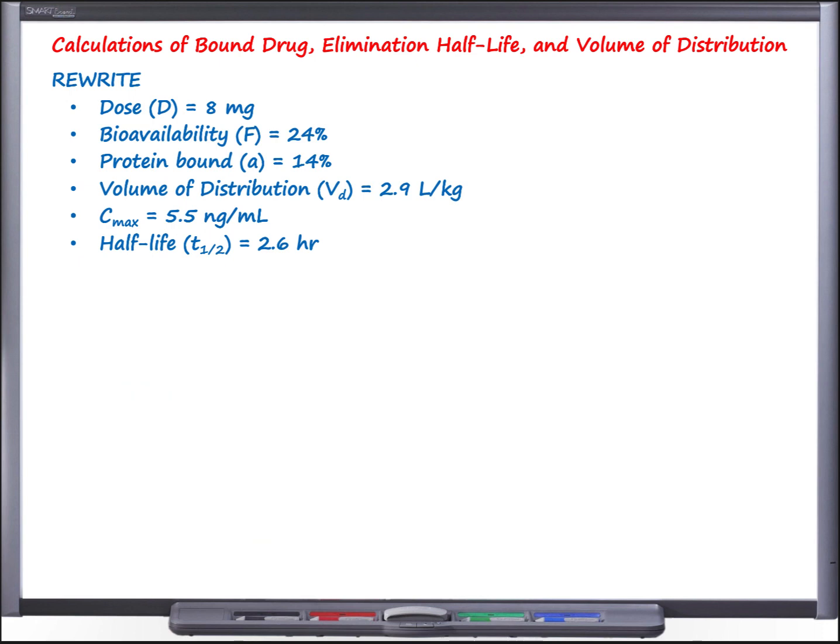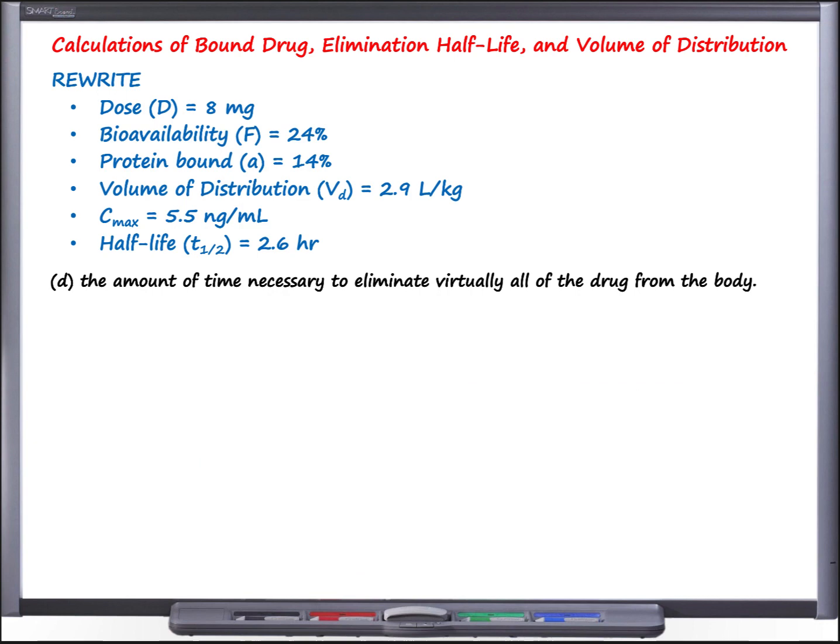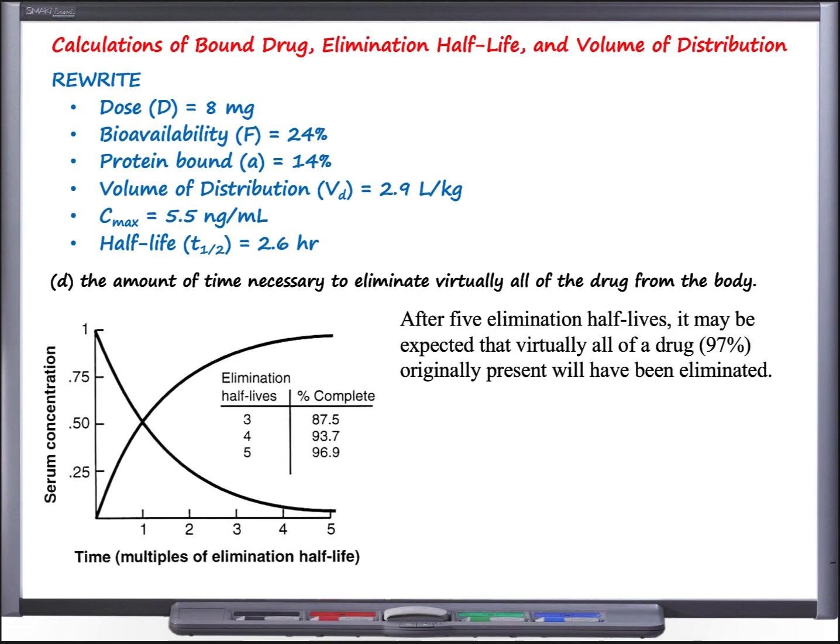All right? So moving on to the last question, which is a new topic. The question is the amount of time necessary to eliminate virtually all of the drug from the body. We've talked about absorption and distribution. We didn't do much with metabolism, but going to the end, the last D, or after metabolism, is an E, which stands for either elimination or excretion. So, removal of the drug from the body.